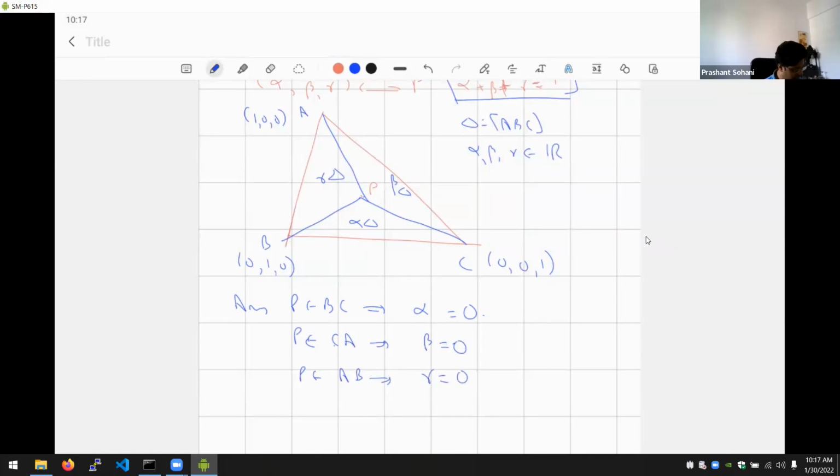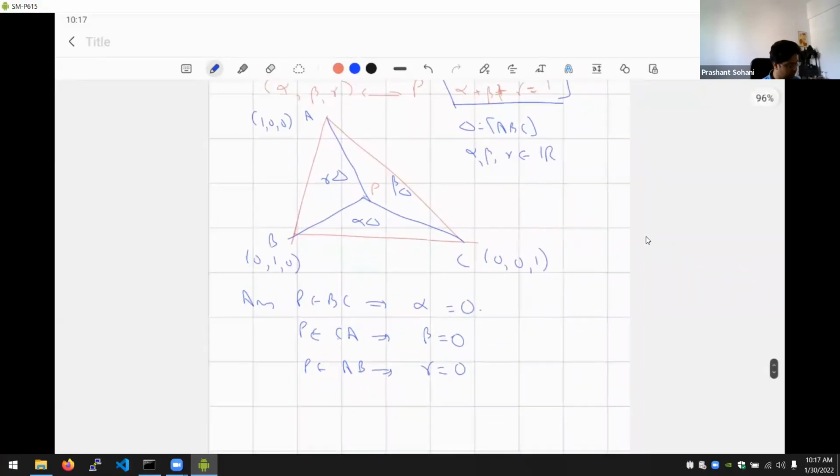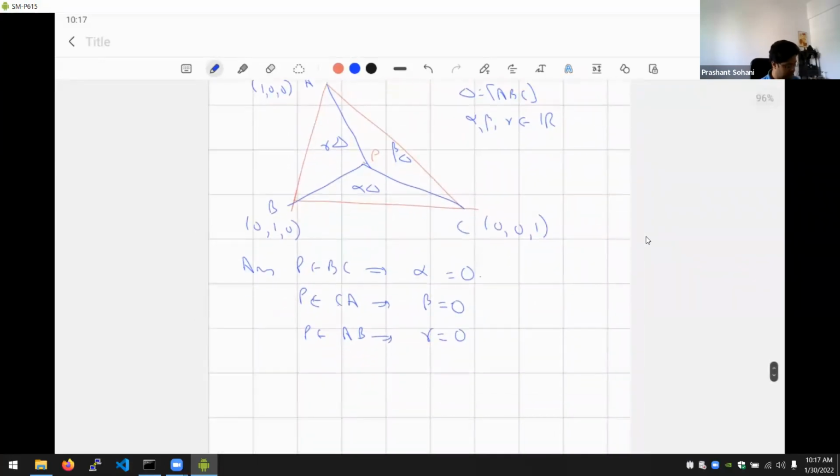In fact, there is an even broader condition that you can derive. Any line in the plane, just as we can talk about the equation of a line in a 2D coordinate system, in the same way, this is also a perfectly valid coordinate system. So every point in the plane has a coordinate alpha, beta, gamma. So you can talk about the equation of a line.